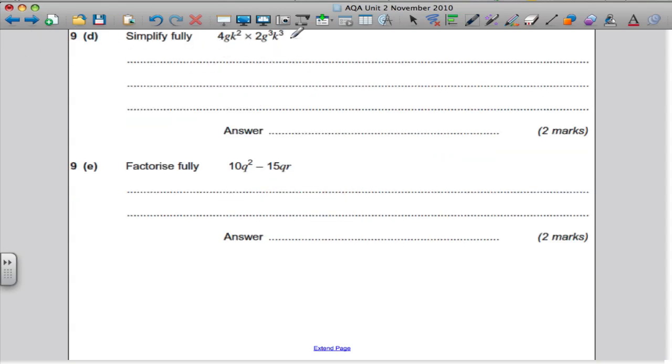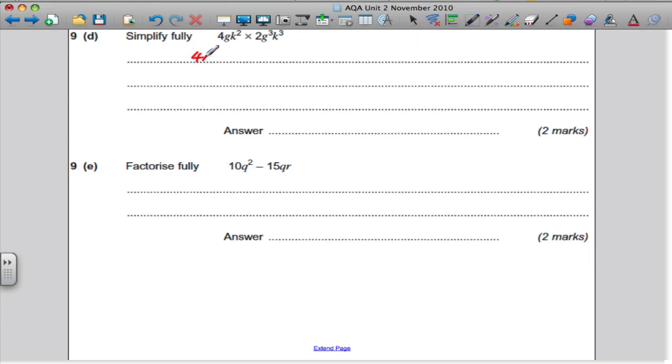9 part D, simplify fully the following. We're doing a multiplication here, so we can times in any order. In particular, let's start off by timesing the numbers. 4 times 2 is 8. Actually, I'll rewrite this for us just to make it clear what we're actually doing. I'm just reordering the timesing.